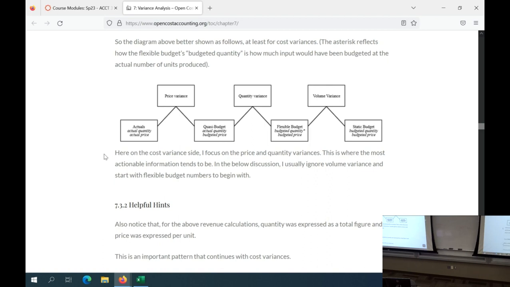So the idea is if we had a static budget of 10,000 quantity, 5,000 hours times, let's just say $10 per hour. So that'd be $50,000. Is this what's in this rectangle right here? 5,000 times 10. And we had instead, based on actual volume, we should have budgeted 6,000 hours. We would have budgeted 6,000 direct labor hours if we knew we were going to produce 12,000 finished goods units, times the budget price of $10. We have 60,000 right here.